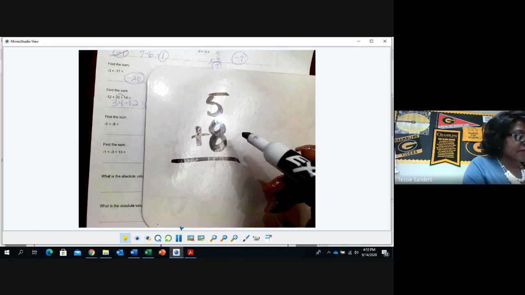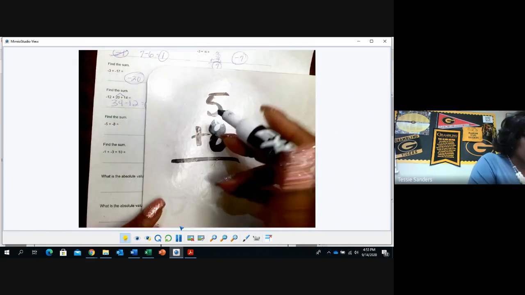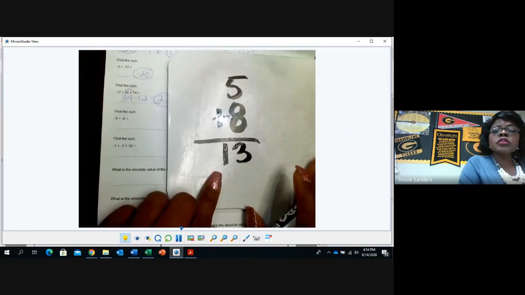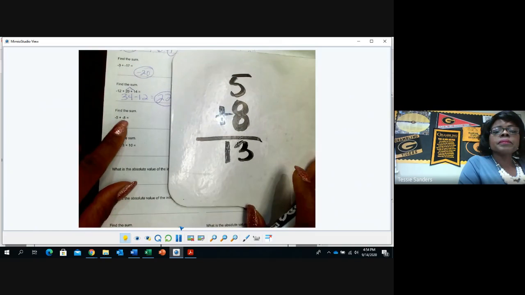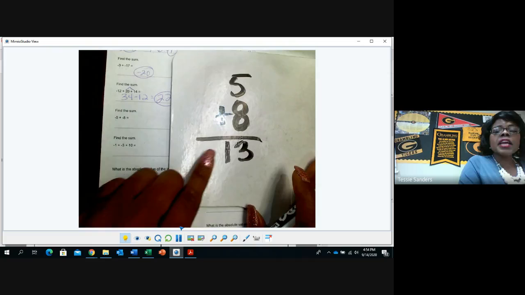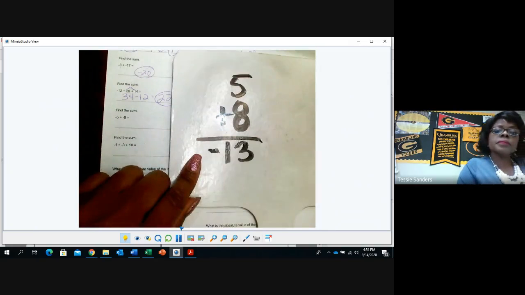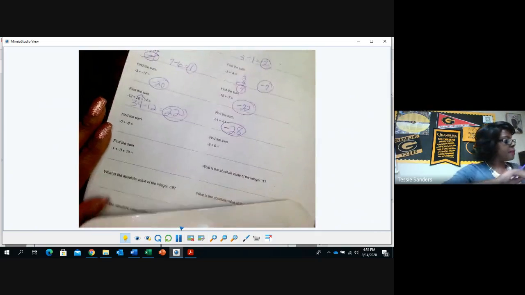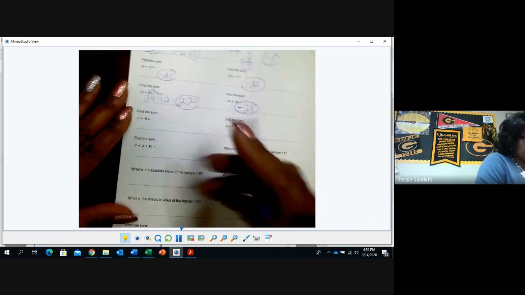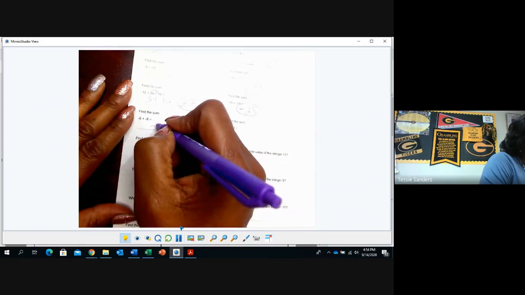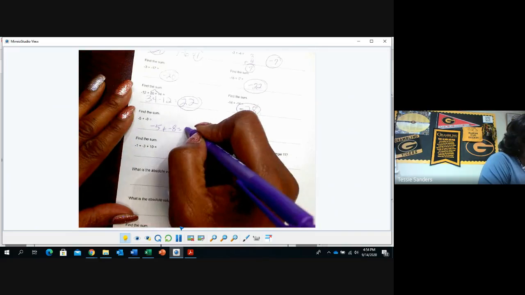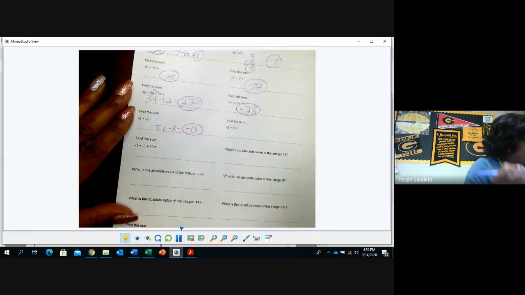Okay, 9, 10, 11, 12, and 13. You're counting up. Now, will it be positive 13 or negative 13? It's going to be negative 13. Good. So you can rewrite that problem. Negative 5 plus negative 8 equals negative 13. Good.